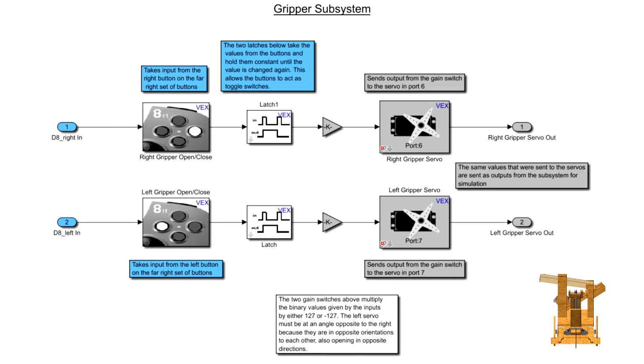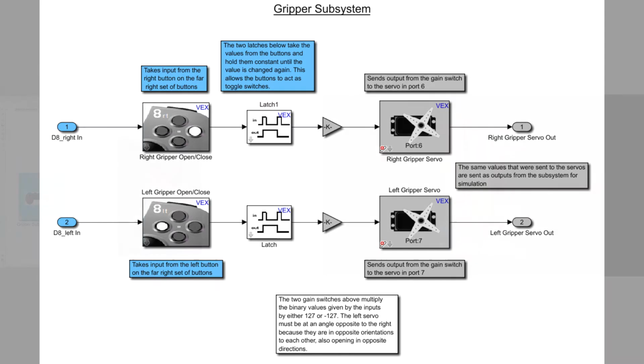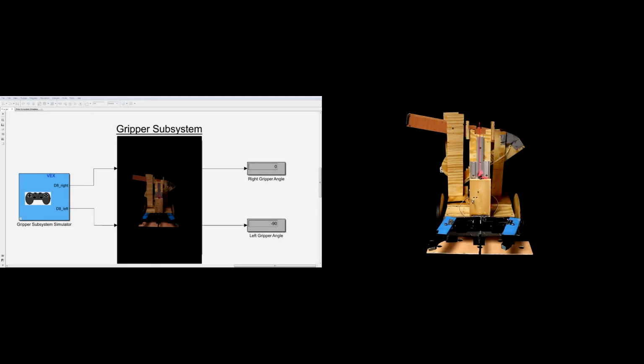The inputs that determine the position of the servos are taken from the left and right buttons on controller channel 8. The motion is set to a toggle. Once again, you can see the Simulink program alongside the physical robot.